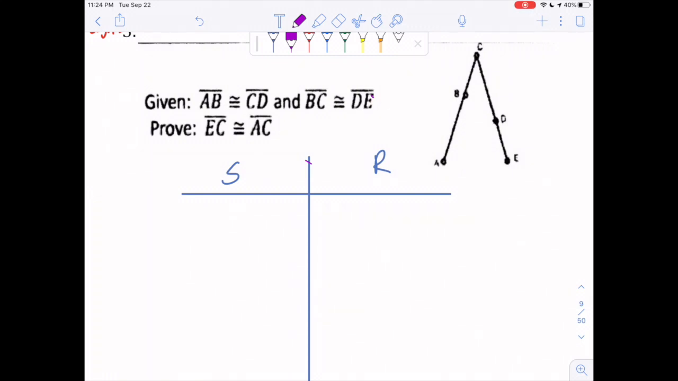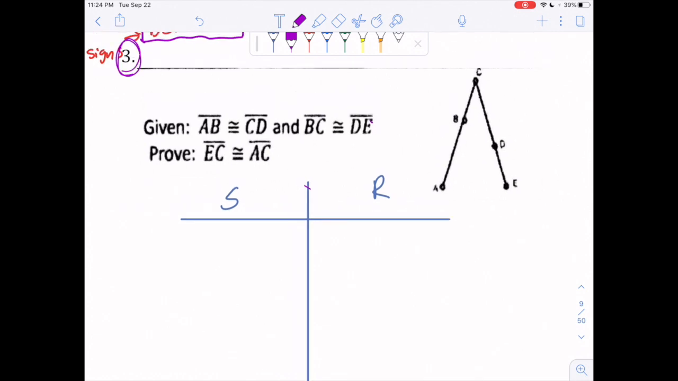Alright class, welcome to part 2 of practicing proofs. We're on number 3 here, okay? Numero tres right here. So AB is congruent to CD. I'm going to mark that. AB is congruent to CD. BC is congruent to DE.